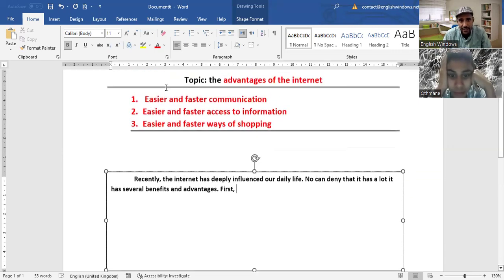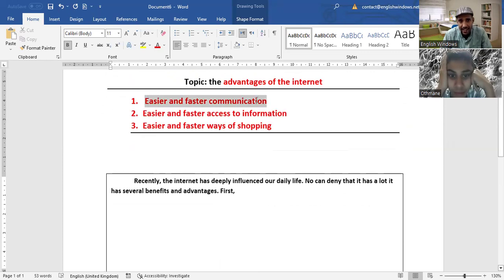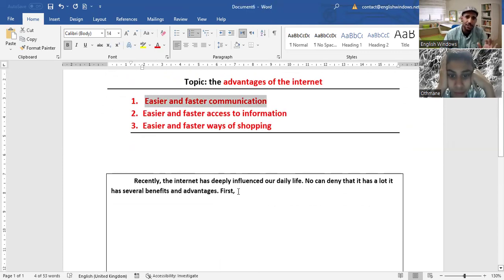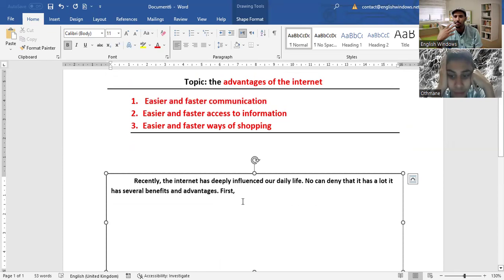Okay, first, now we have here to state. When we come to the first one, we're going to provide a first supporting sentence. Let me say the first supporting sentence or advantage. It can be in the form of a subtopic sentence, great, okay.